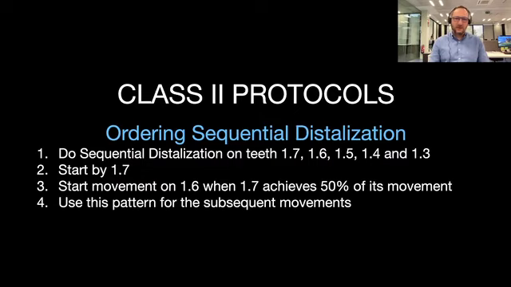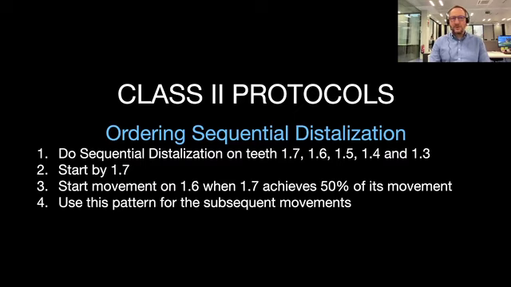So I'm ordering the group, which one we need to start, and then item number 3: start moving on 1.6 when 1.7 achieves 50% of its movement, okay, and use the same pattern for the subsequent movements. This way there won't be any mistake, okay. They are going to understand and they are going to do it, okay.